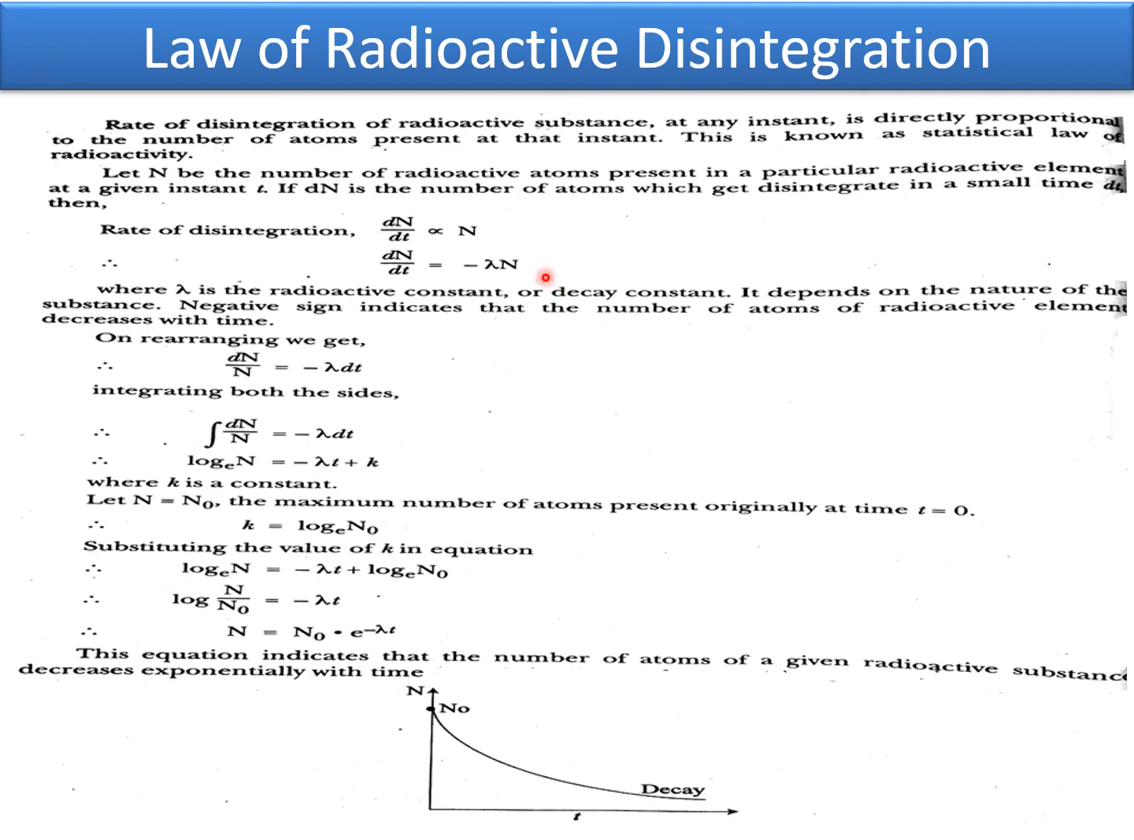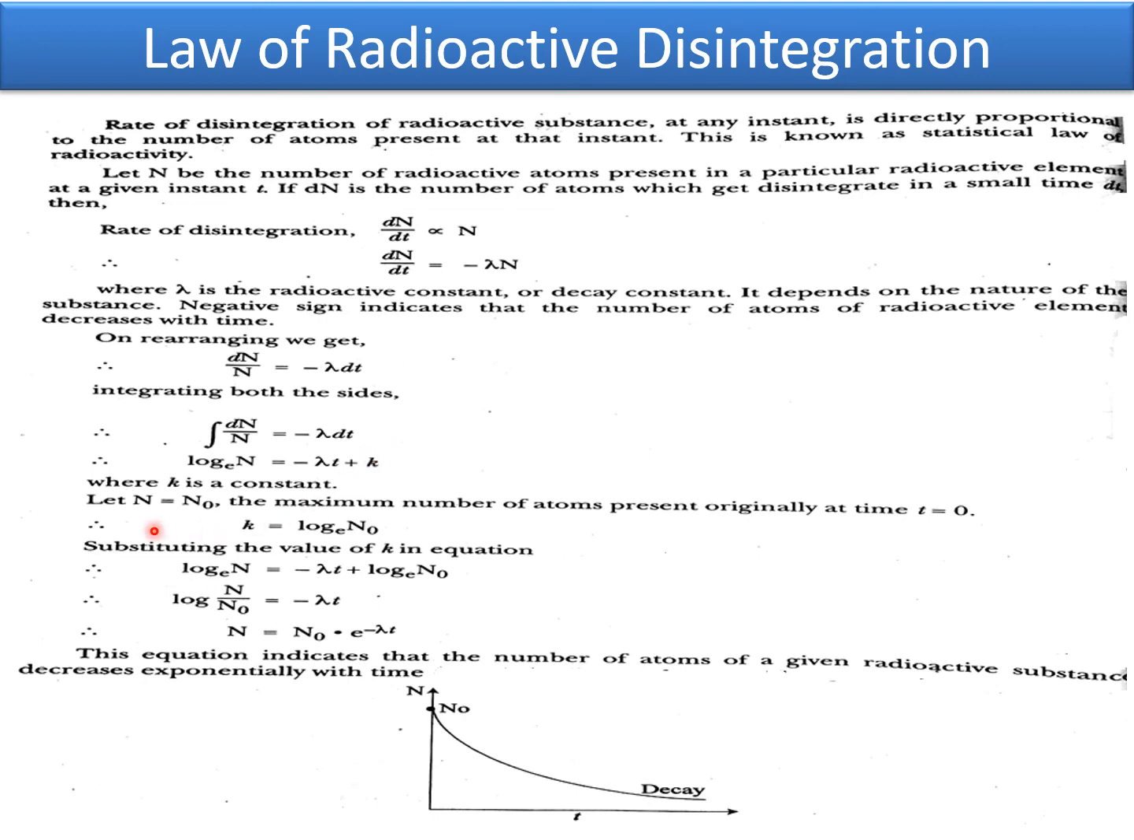Now we take N to the left side and dt to the right side, then we get dN/N = -λ dt. This is the separation of variables. After that we take the integration. On integration, dN/N gives the natural log, log to the base e, so ln N = -λt + k. This k is an undetermined constant, so we want to find out this unknown.